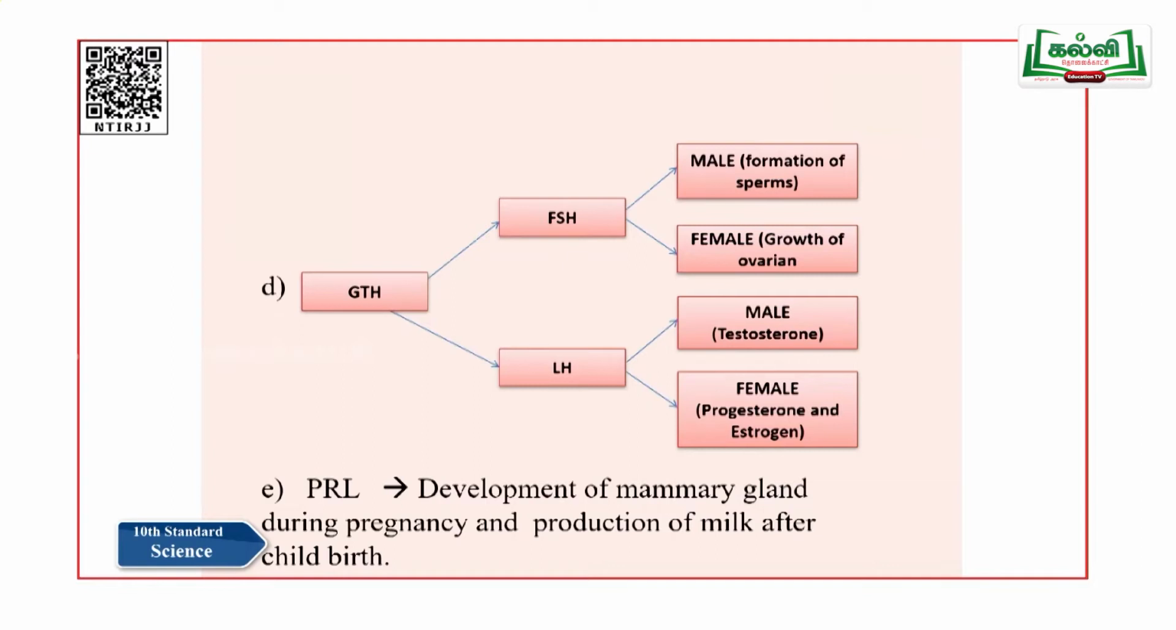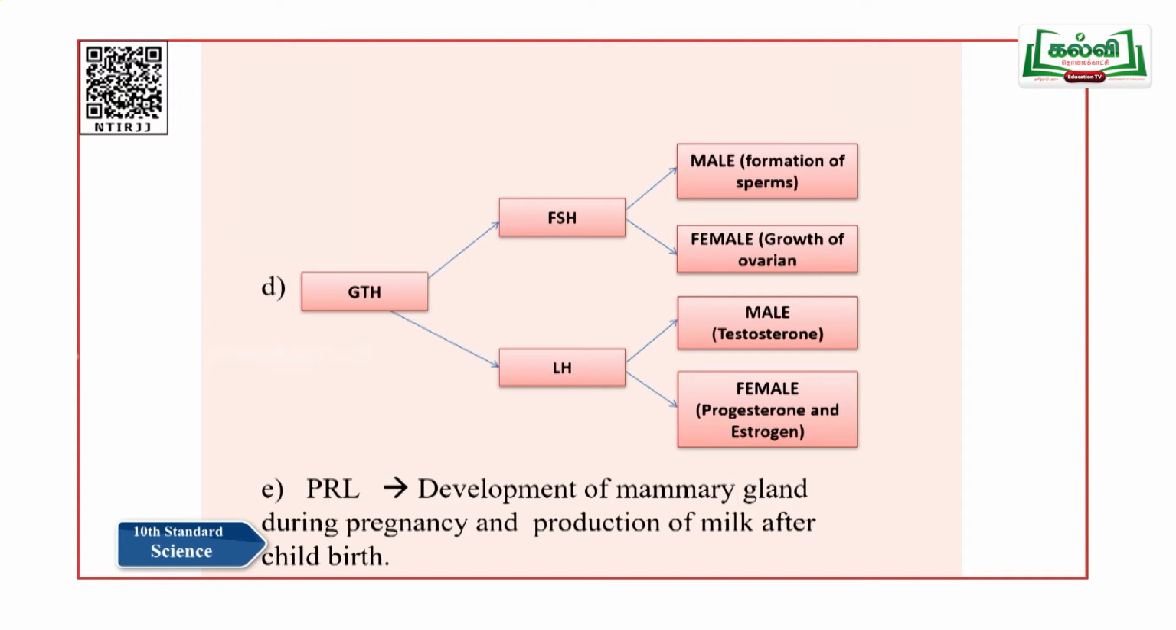Now, GTH is called gonadotrophic hormone. We split it into two: FSH and LH. What is FSH? FSH is follicle stimulating hormone, which in males causes the formation of sperm, and in females the growth of the ovarian follicles.